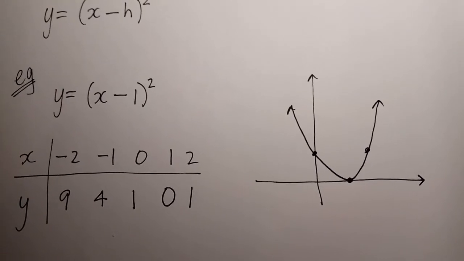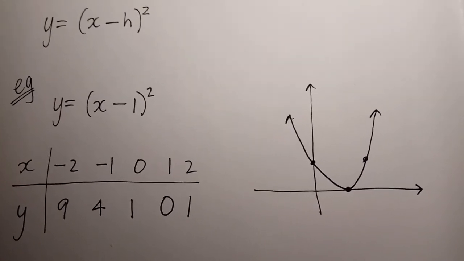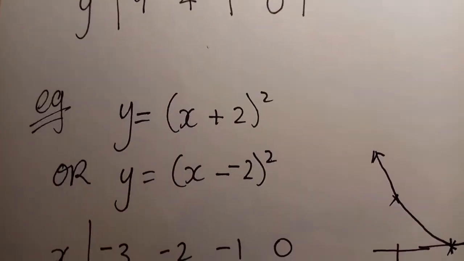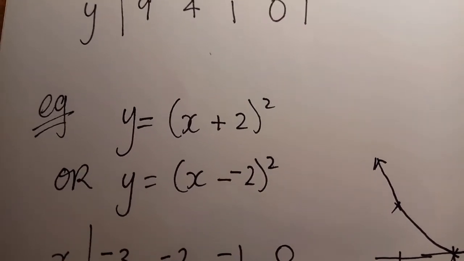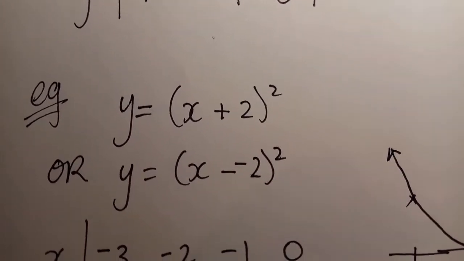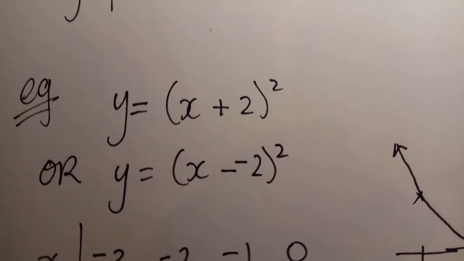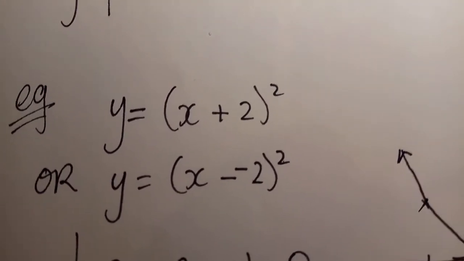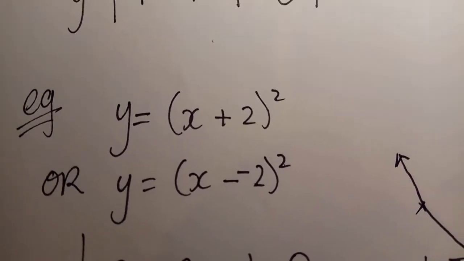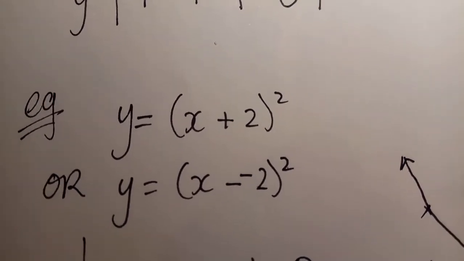Let's have an example if we have a negative h value now. So let's have a look now where we have an example where h is equal to negative 2. Now this could be written in two ways. We could have (x minus negative 2) all squared or (x plus 2) all squared.